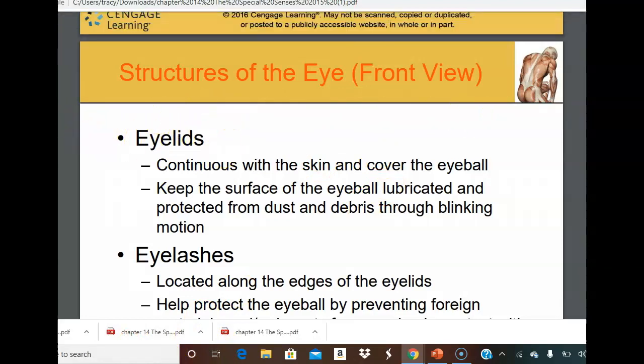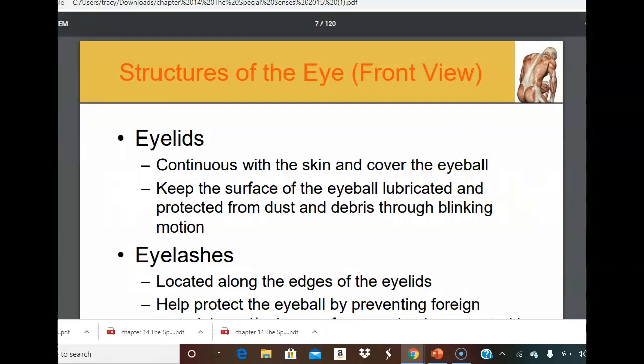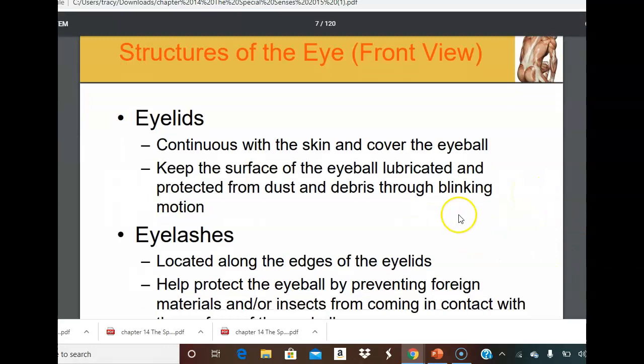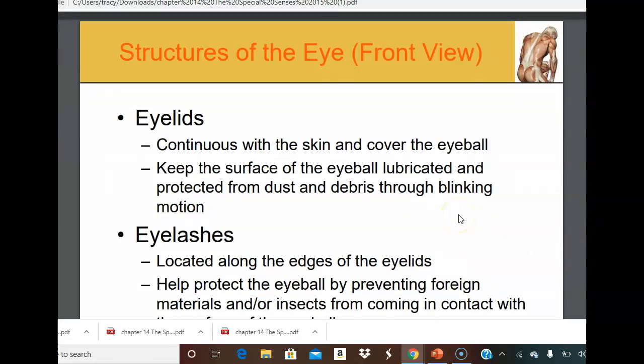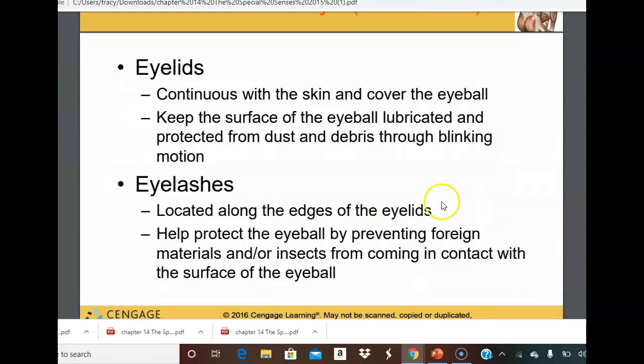So then we have eyelids and eyelashes. The eyelids are continuous with the skin, and they actually cover the entire eyeball. This does help to keep the surface lubricated. We've heard of dry eye. That's what can happen if we have issues with lubrication with the eye, but it also protects against debris and dust, and that blinking motion allows a little bit of that fluid to be released so that we keep it moist.